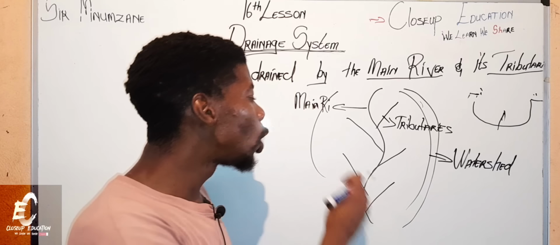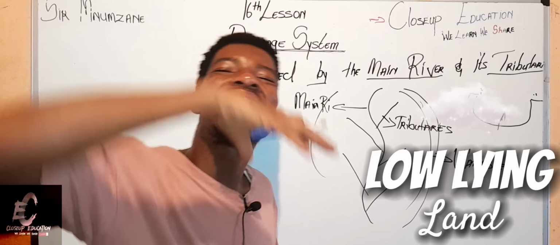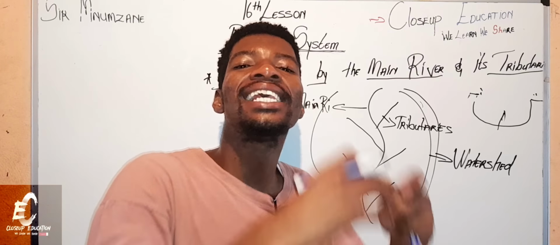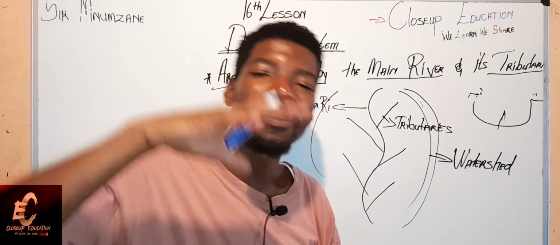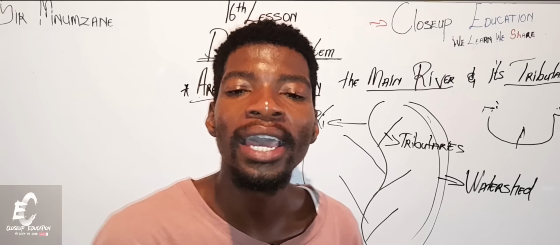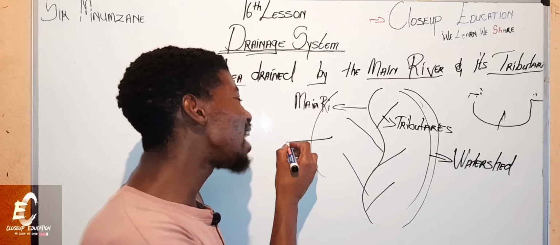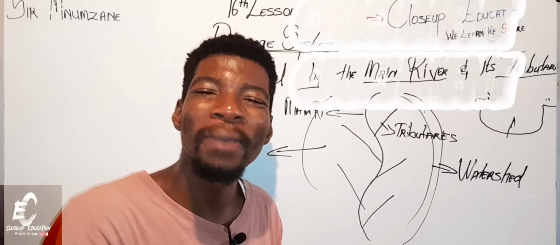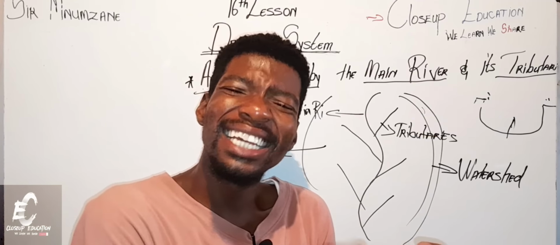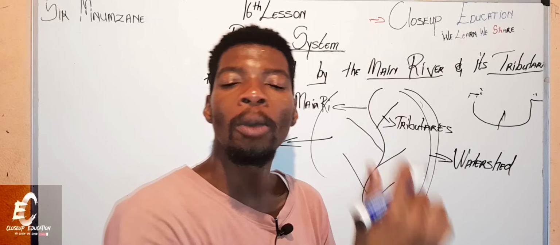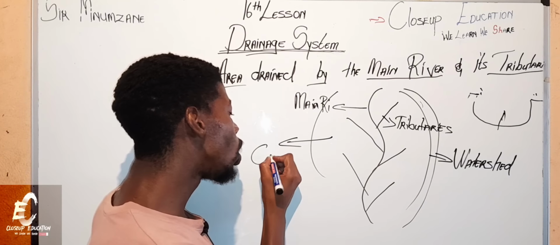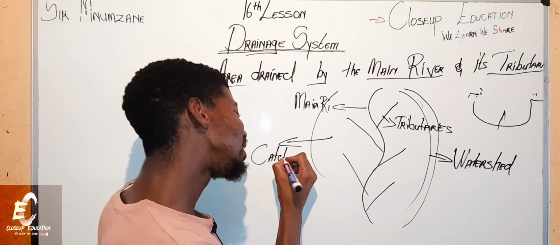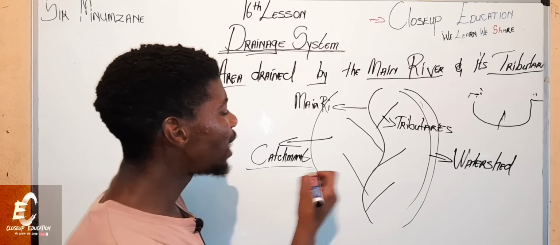We also have to know that the land on which the precipitation is falling is called our catchment area. It catches the water coming from the precipitation. This is our catchment.